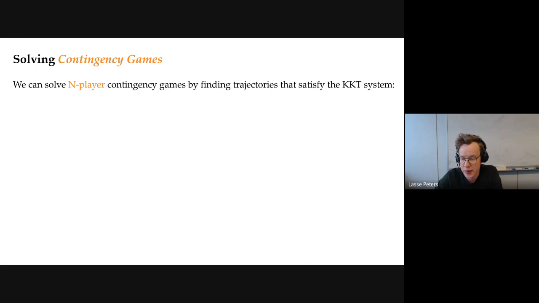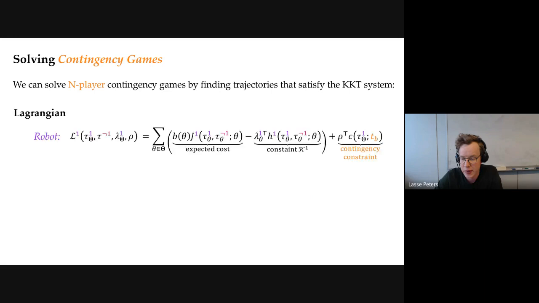If you are familiar with constrained optimization in the single player case, so outside of the context of games, then you'll be very familiar. It's quite symmetric to what we have here. What we do is that we set up the Lagrangian for every player, which for the robot is structured as follows. We have the expected cost, and because, as discussed, the support is finite, we can express it as a sum. So it's simply the weighted sum of the costs under each of the hypotheses weighted by the belief. And then we also have this term for the constraints.